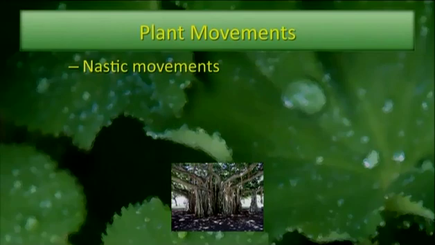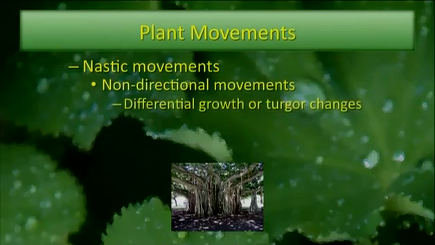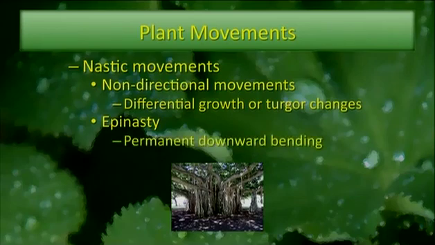Now, nastic movements are movements that don't result in an organ turning towards or away from a stimulus. These are non-directional movements. So you just have differential growth or turgor changes in the cells. One type is called epinasty. Epinasty often happens with a permanent downward bending, often in the petiole of a leaf. This is a response to an unequal flow of oxygen through the petiole or to the presence of ethylene.